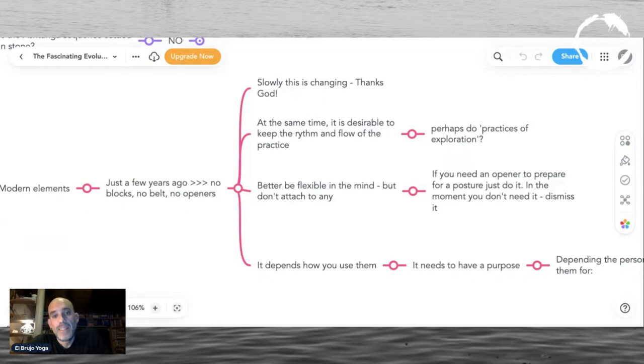And at the same time, it's desirable to keep the rhythm and flow of the practice. So we don't want to stop too much if we want to keep the rhythm, but it's not a problem to stop for a moment and take your time to do something. And as I put here, perhaps do some practices of exploration. You can dedicate a practice to explore some aspects of the practice.